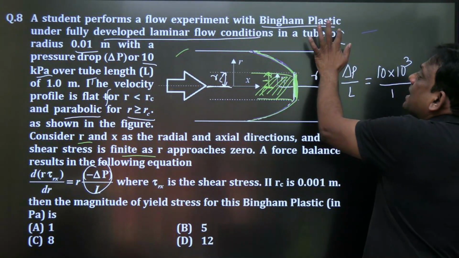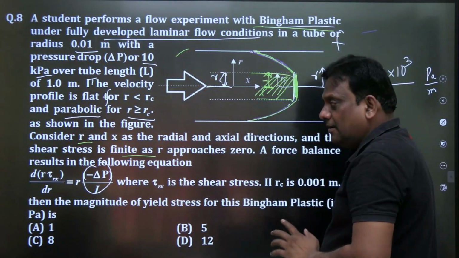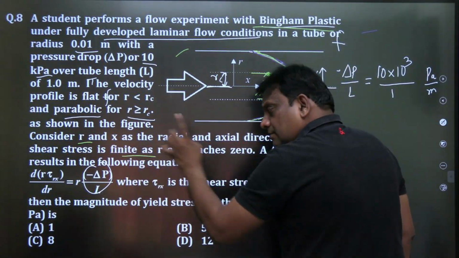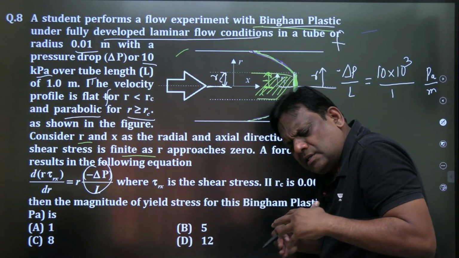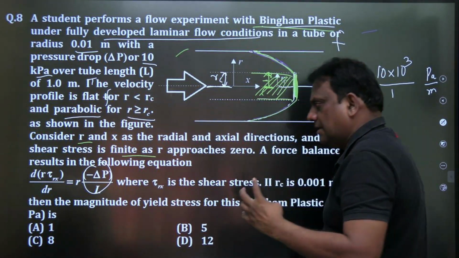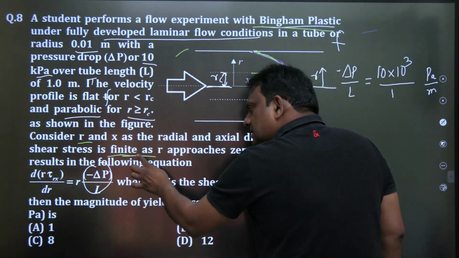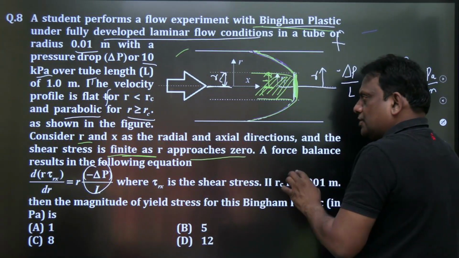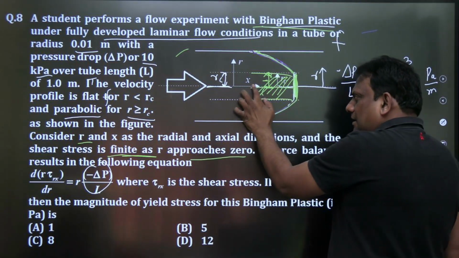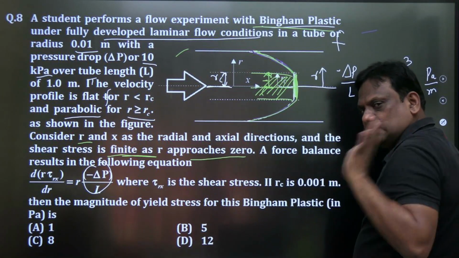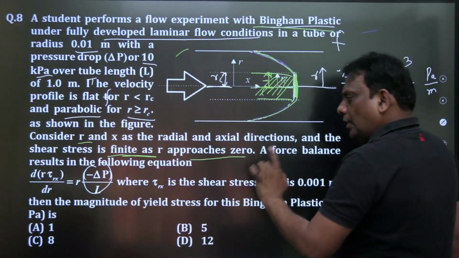But this is a Bingham plastic fluid. What is he saying? Please read, try to understand the question rather than giving an answer. So the shear stress is finite as r approaches 0. So at the center, definitely there is a shear stress. Now, what is he saying?